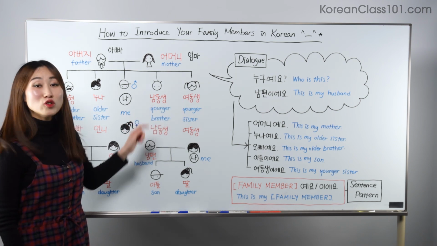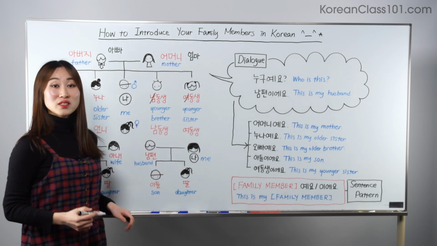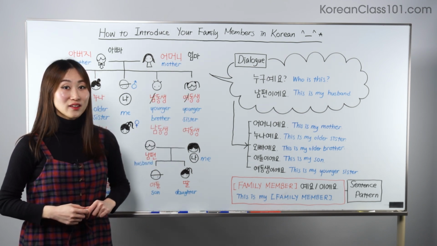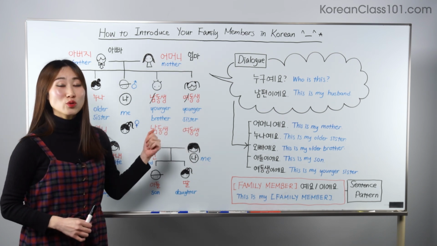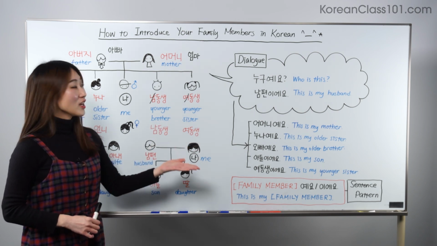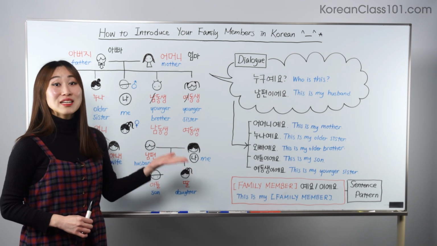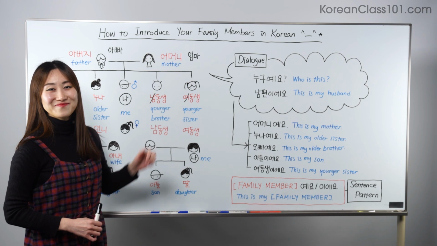You can omit this gender word though. Just remove 남, 여, and you can just say 동생. 동생 means younger sibling. It's very commonly used, so you don't have to mention their gender. You just say 동생. This is my 동생, meaning this is my younger sibling. It doesn't have to have the gender word all the time.